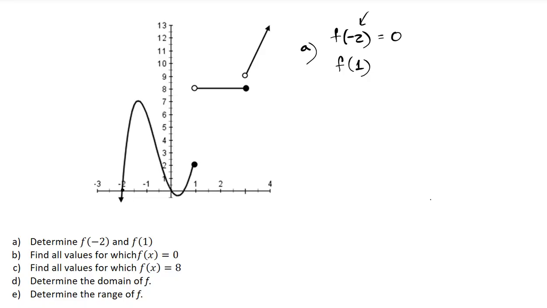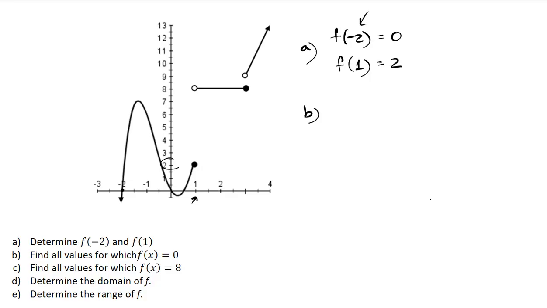Likewise, f of 1. So when x is equal to 1, the output value, we're going to use the solid dot since open circle means that it's not defined there. Hence, the output value is 2.